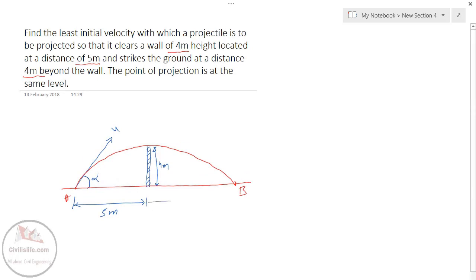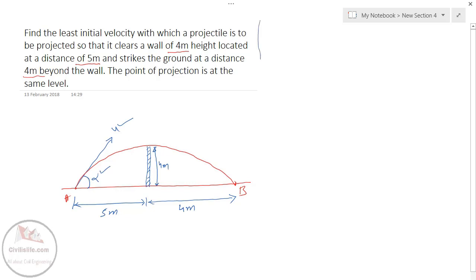And it strikes the ground at a distance of 4 meter beyond the wall. So after the wall it will be striking the ground at a distance of 4 meter. So this is the available data. From this I have to determine the least initial velocity and the angle alpha.